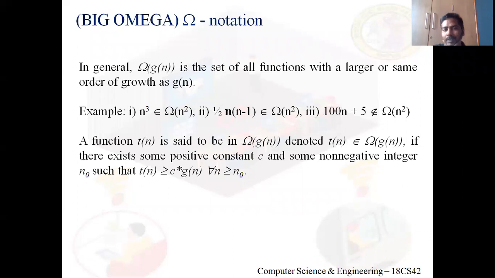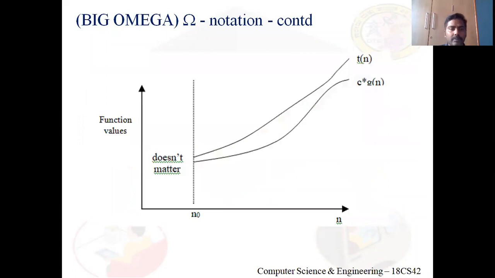Now let me plot a graph for this t of n and g of n. We know T of n's growth rate is greater than or equal to g of n's, right? So the curve for T of n lies above the curve of g of n. Let me look at the graph. Got it? Clear with this?